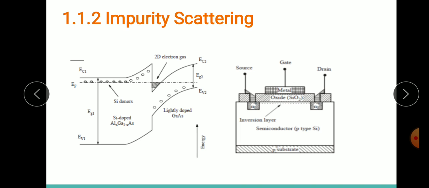Now consider our very familiar modulation doped heterostructure, the aluminum gallium arsenide and the gallium arsenide region. So here we can see that the electron motion occurs in this region, which is the gallium arsenide region. The electron motion is parallel to the interface, right?